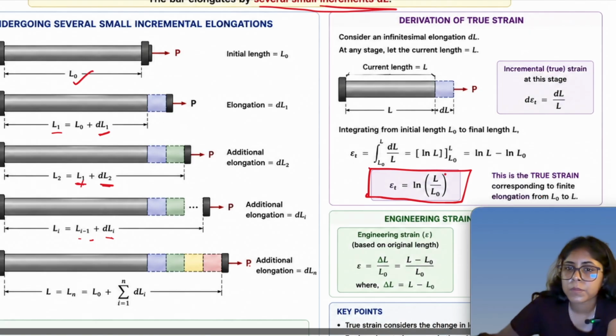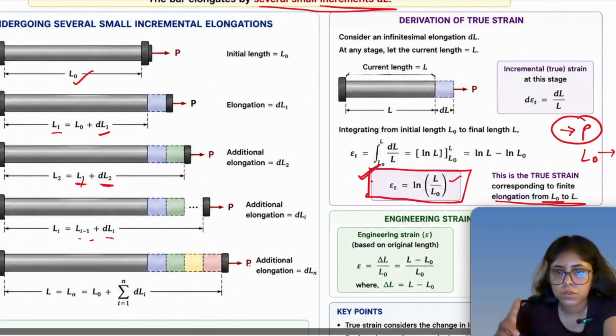So this is a finite elongation from L naught to L. It's not infinite. It's because of the effect of the load, and the deformation is finite. It changed from L naught to L, so it's L upon L naught. So this is true strain.